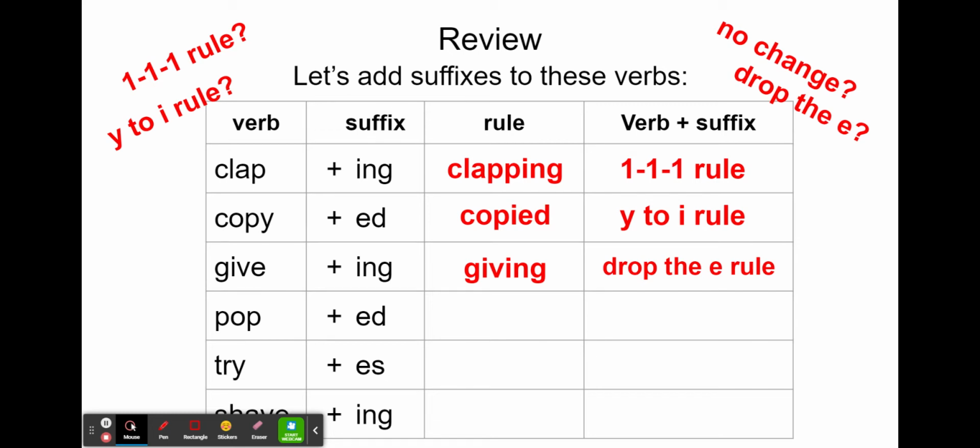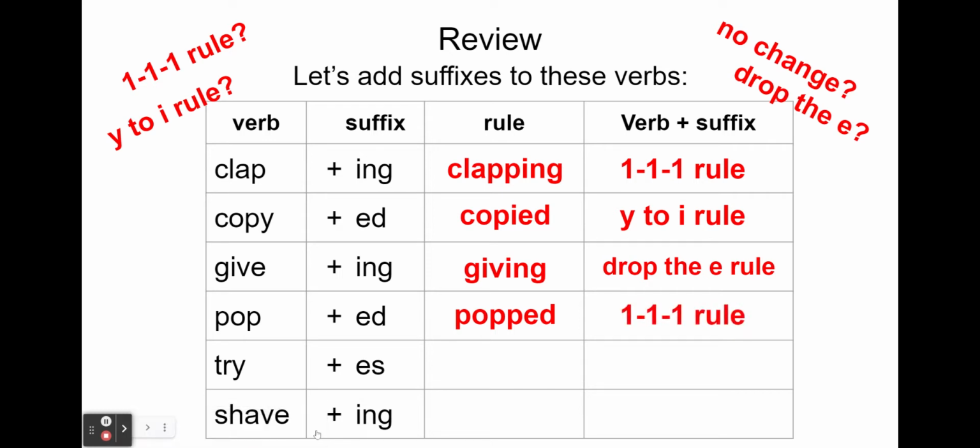All right, our next one is pop to popped. Take a moment, think about it, try it, then we'll check it. All right, pop to popped. Here's the spelling of popped. And what rule did you use? You guessed correctly, the 1-1-1 rule.